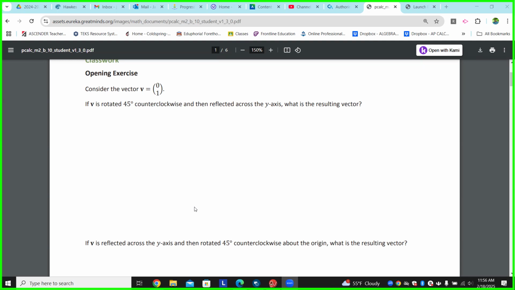Then it says reflected across the y-axis. So to reflect this across the y-axis, where does that put me? 45 degrees. So this would be the coordinate, or the vector, to which this has moved. All right, so that's your answer. Write it as a resulting vector.